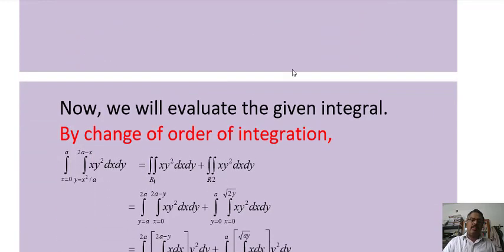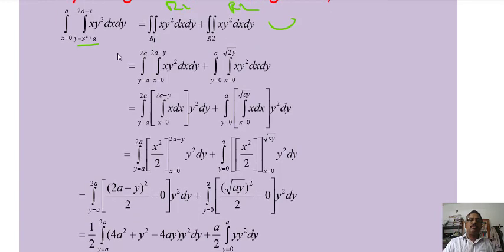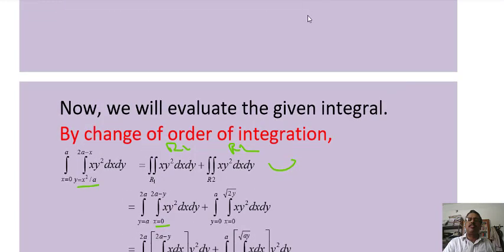Now we will evaluate the integral. Same procedure: x is 0 to a, y equals x square by a to 2a minus x. So divide into two regions, first one is R1, this is R2, same integral. Now the limits for the upper region: x is 0 to 2a minus y. Already we discussed here.